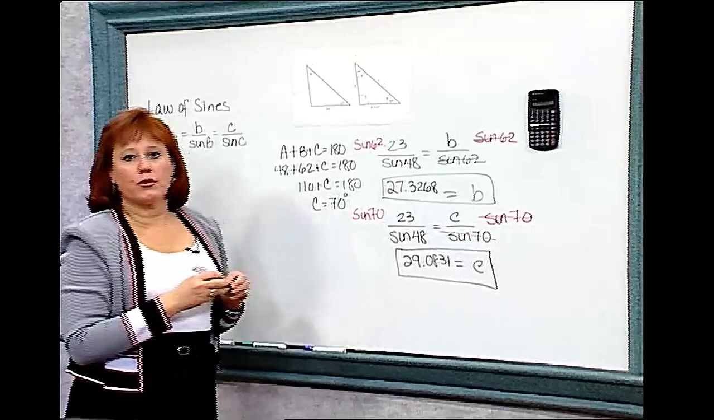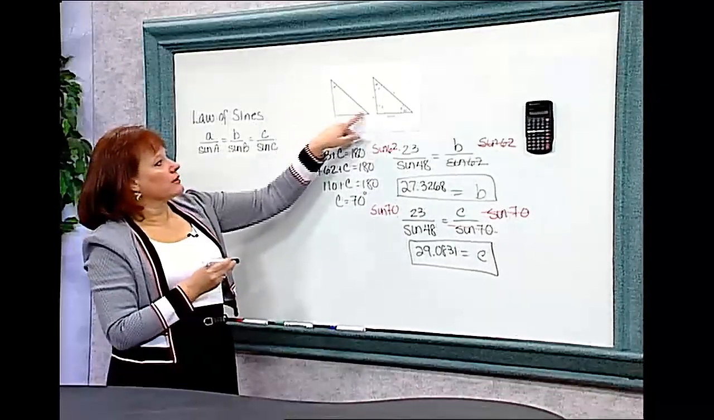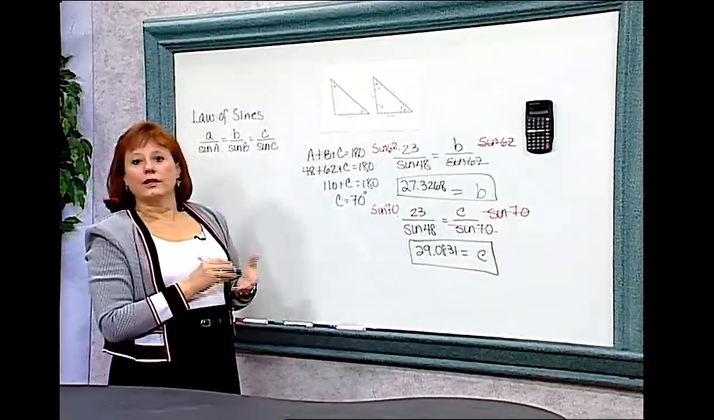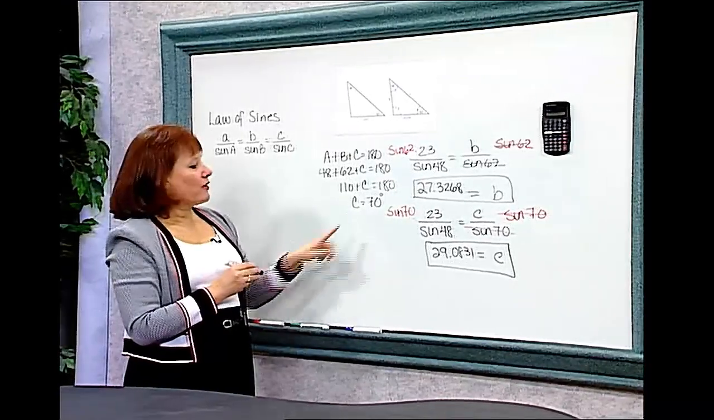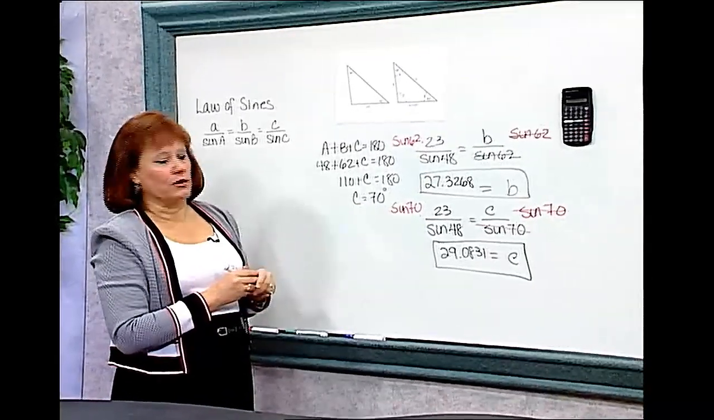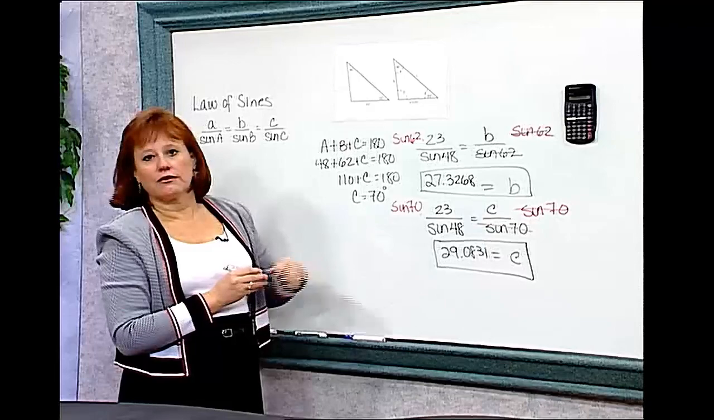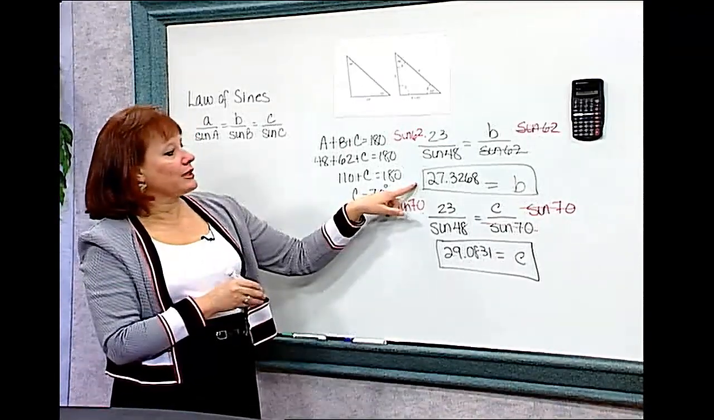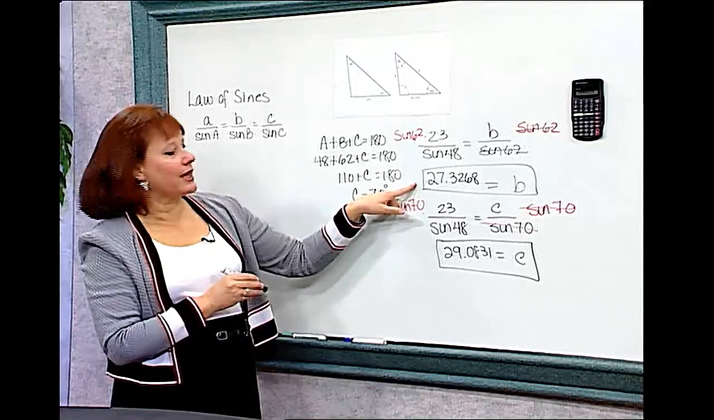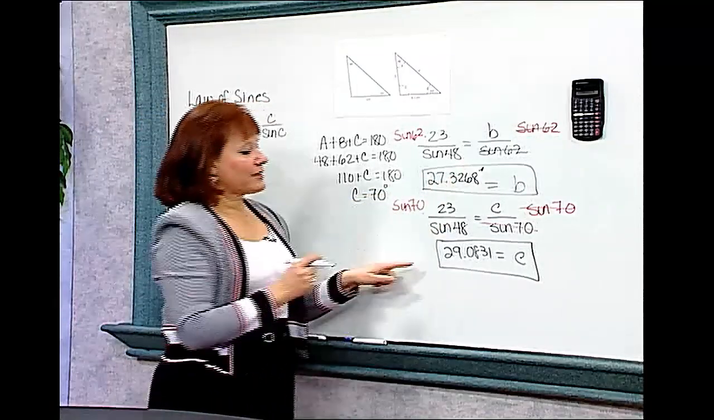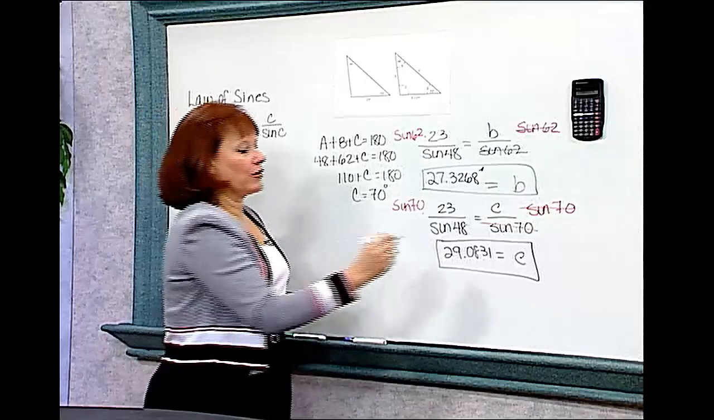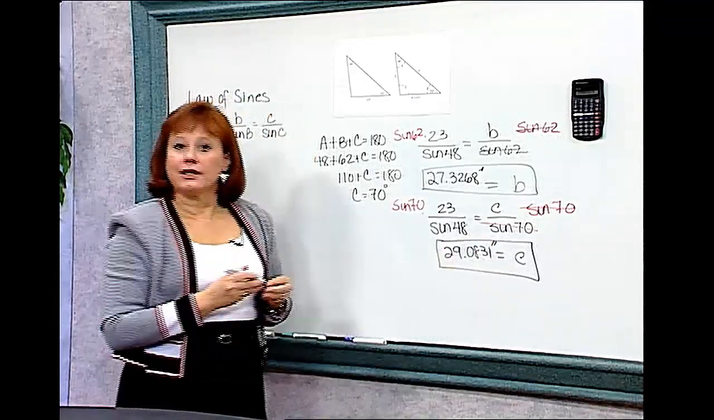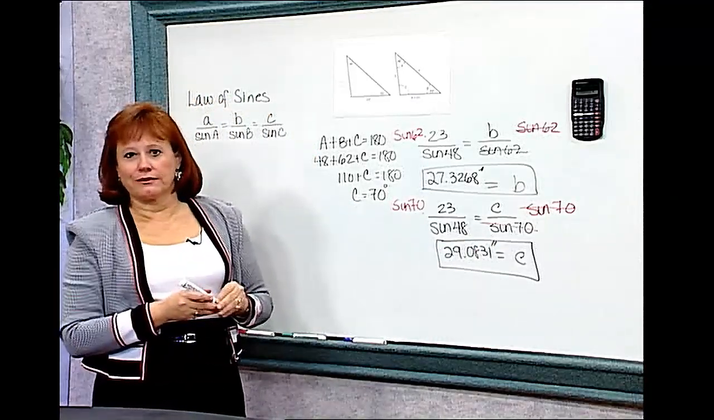Now, at the beginning of our problem, we knew two angles and a side of the triangle. We labeled the triangle carefully. We found the missing angle to be 70 degrees, and then by two applications of the law of sines, just solving a proportion, we found side B to be 27.3268 inches long, and we found side C to be 29.0831 inches long. It's a pretty easy process once you remember the proportion.